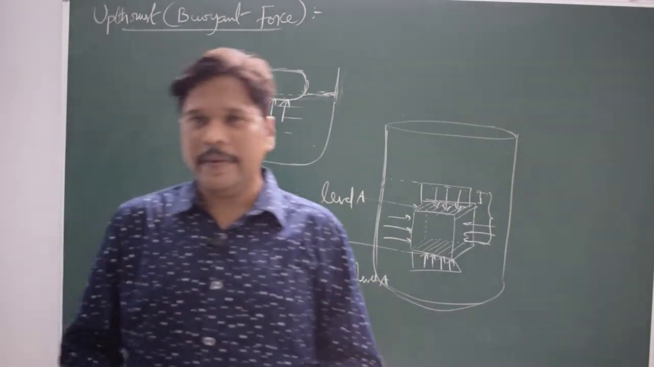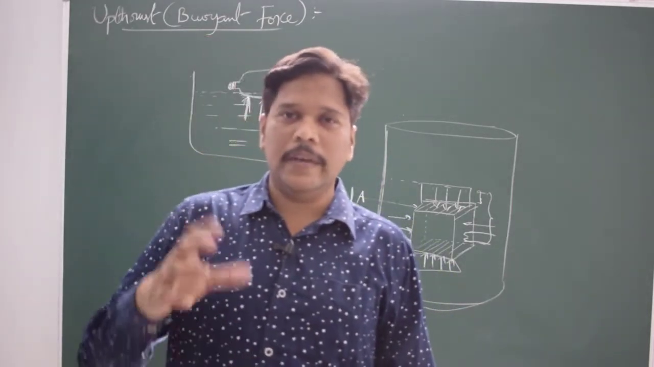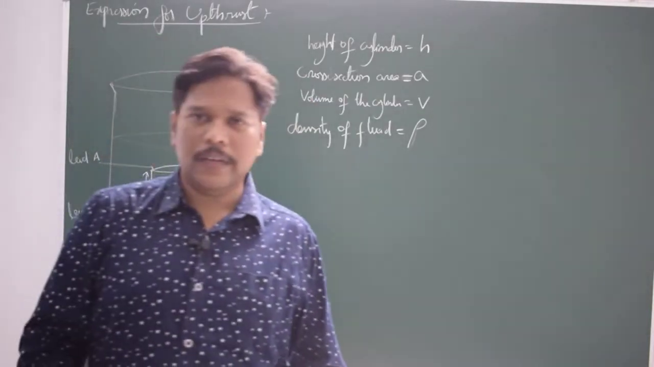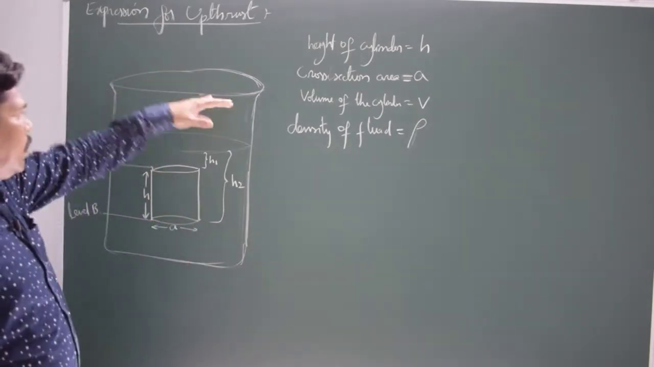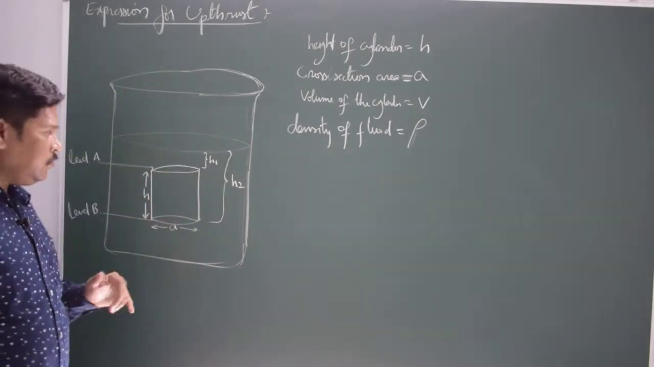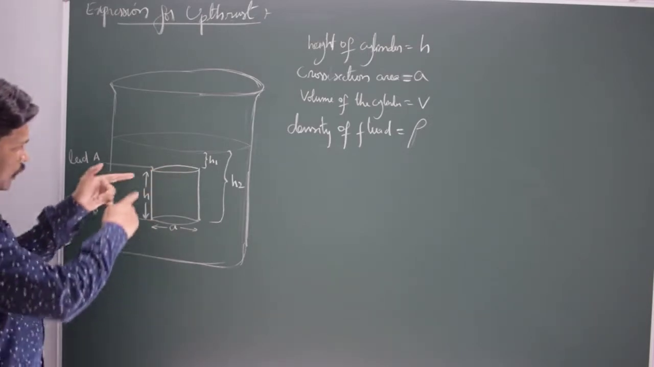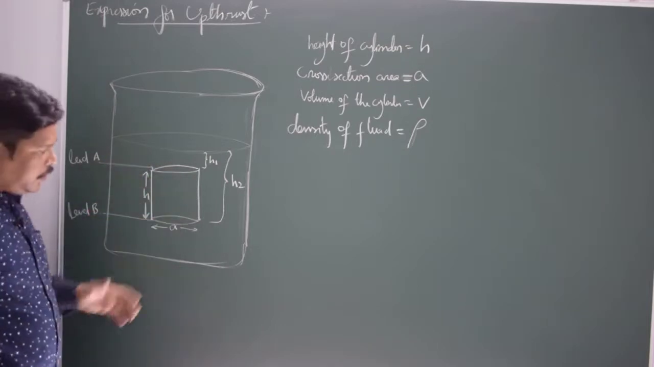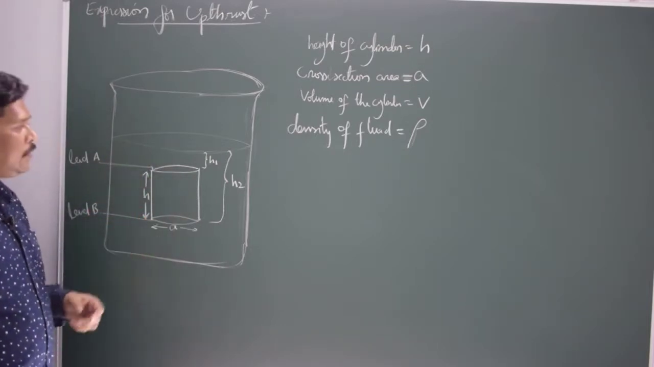Based on this concept, we will derive an expression for upthrust on an object when it is immersed in a liquid. Right now, this is a beaker in which fluid is taken. In this beaker, a cylindrical object is inserted. The height of the cylindrical object is h. The cross-sectional area of the cylindrical object is A, small a.